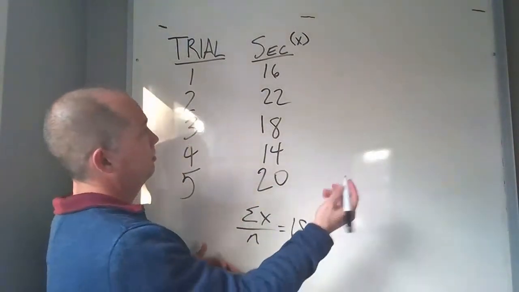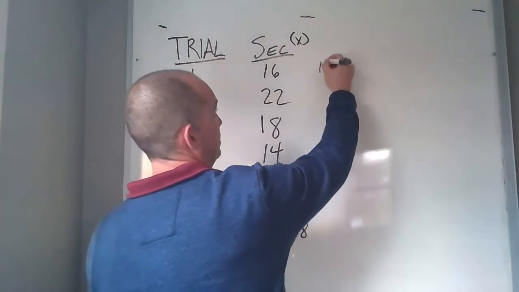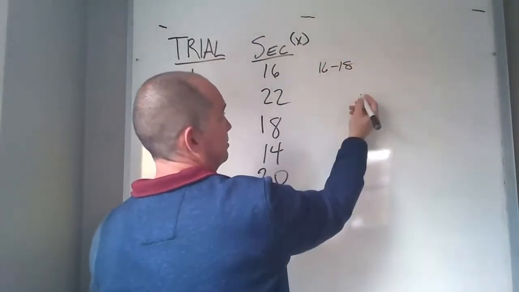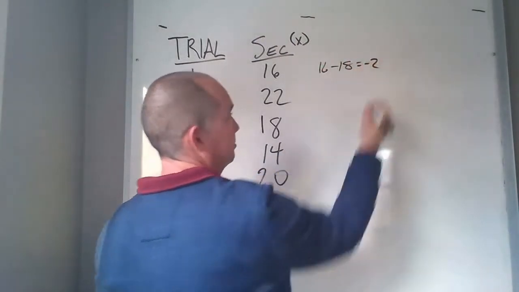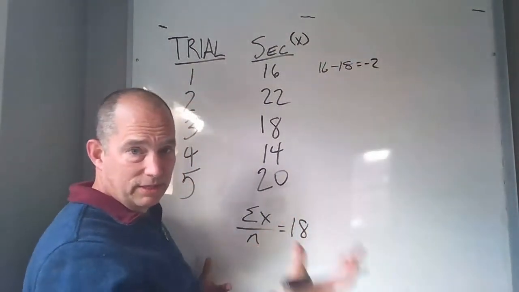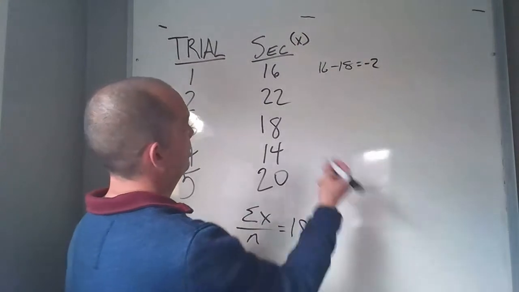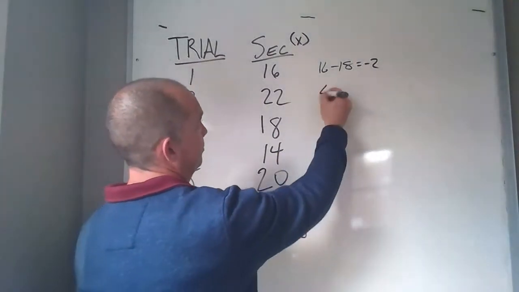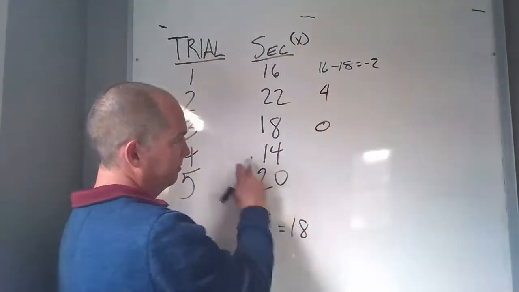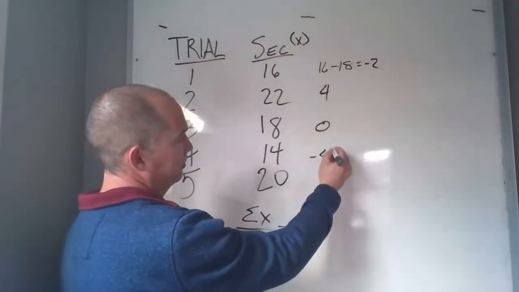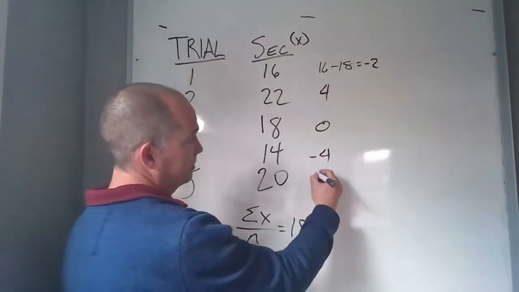Well, so I could say, well, how far away is 16 from 18? If I measure that distance, I get -2. So on a number line, 16 is 2 below 18. And I can work that out for all of these. 22 minus 18 is 4. 18 minus 18 is 0. 14 minus 18 is -4. 20 minus 18 is 2.